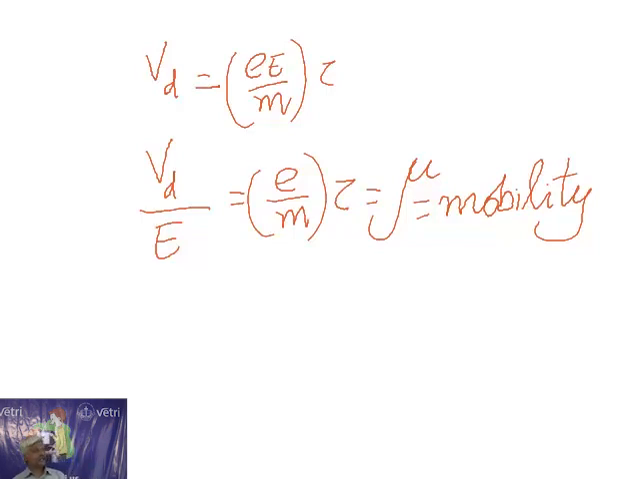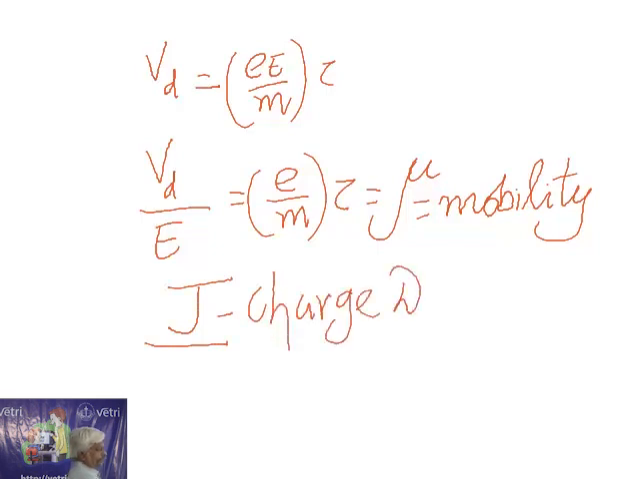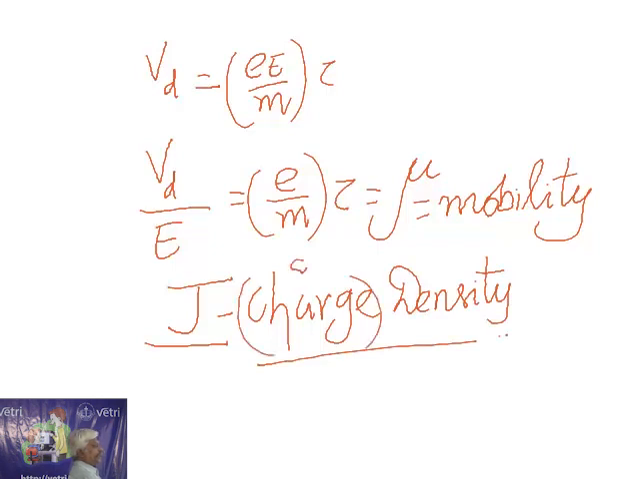So another one is called charge density, J. J is called charge density. The charge density is a vector quantity, don't forget it. Current density, or charge density, is best called current density. We should not use charge, we can use current density. The current density is a vector quantity.